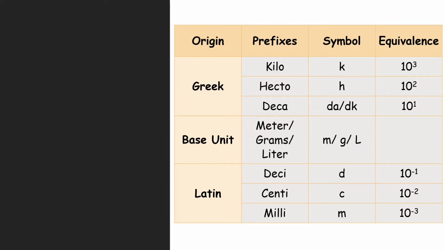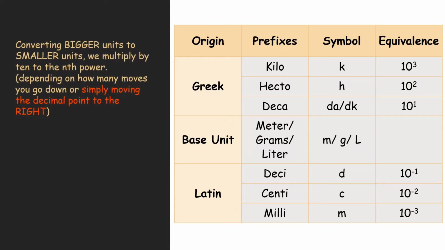Let's move on with the equivalence. Let us use meter as our base unit. So for example, 1 kilometer is actually equivalent to 1,000 meters. Why? Because converting bigger units to smaller units, we multiply 10 to the nth power, depending on how many moves you go down, or simply moving the decimal point to the right.